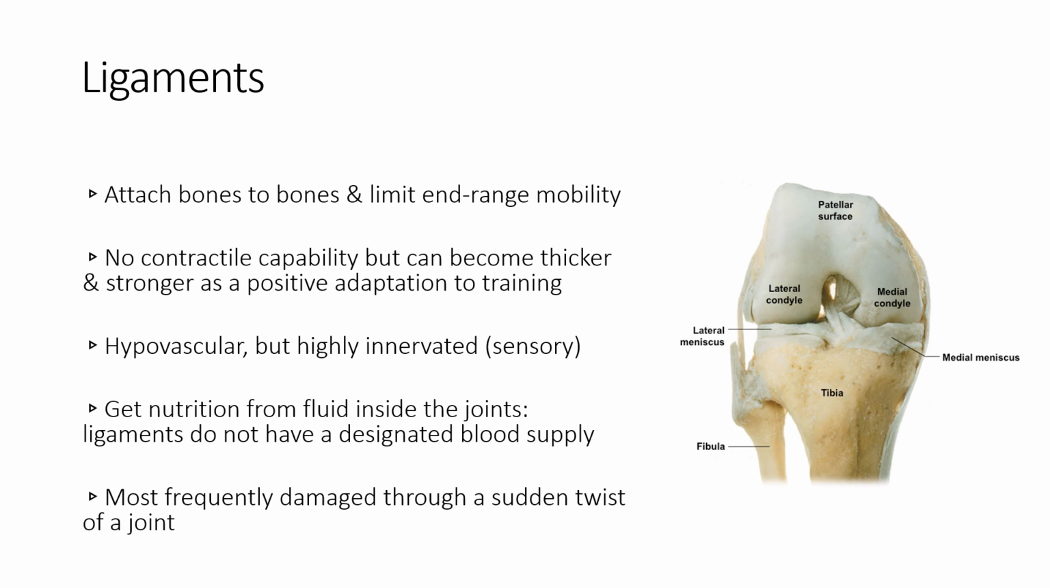Ligaments are most frequently damaged through sudden twist or excessive forces applied to a joint, leading to sprains or tears. So an injury to a ligament would be called a sprain, where the injury to a muscle is considered a strain.